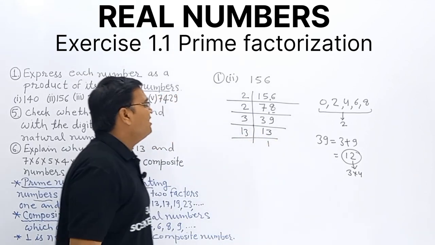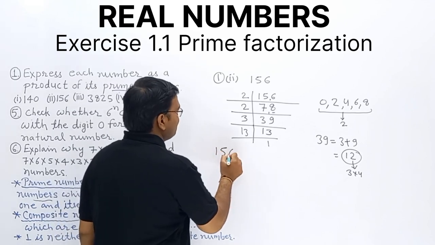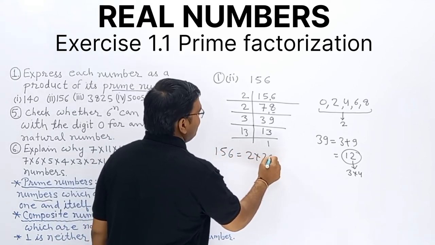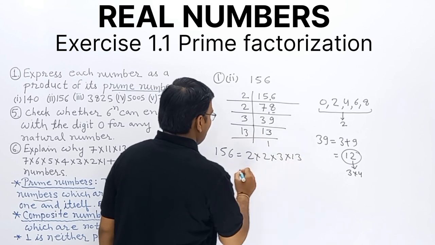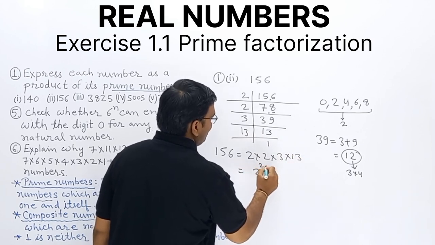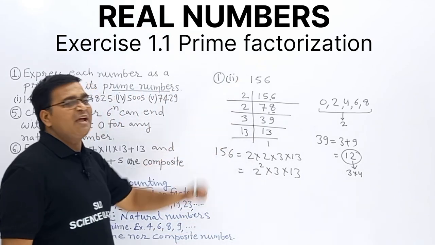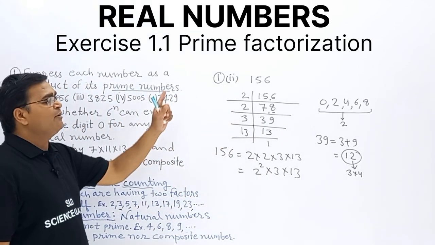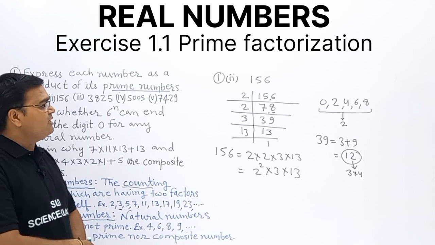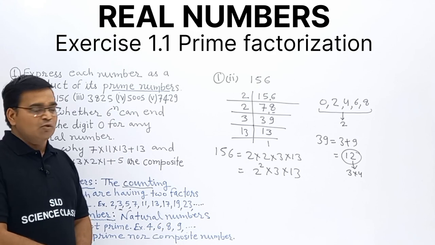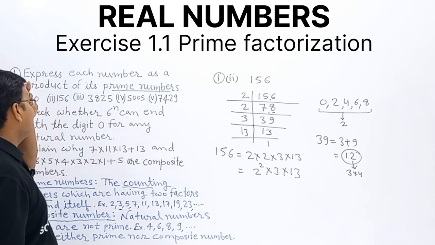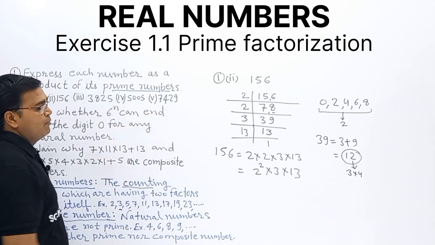So in this way we are getting the factors of 156 equal to what? 2 into 2 into 3 into 13. So finally we can write like this, 2 power 2 into 3 into 13, and this is the solution, the prime factors, prime numbers of 156. I hope you are getting this process easily. So we expressed 156 in prime numbers form.